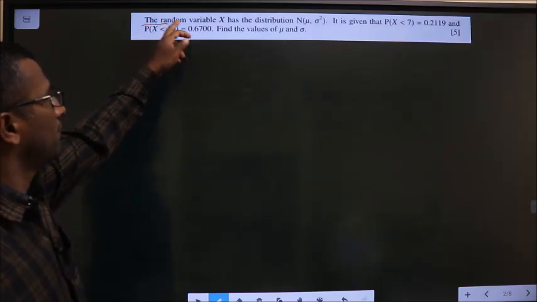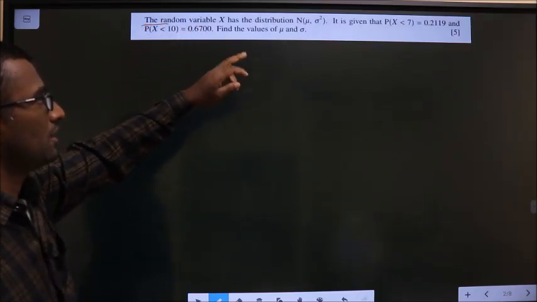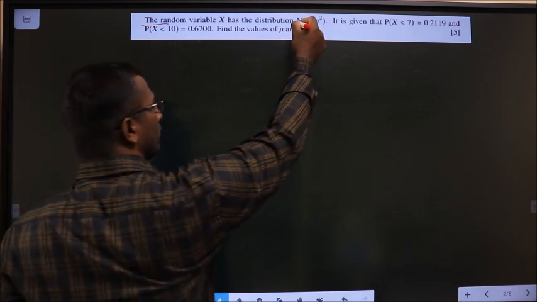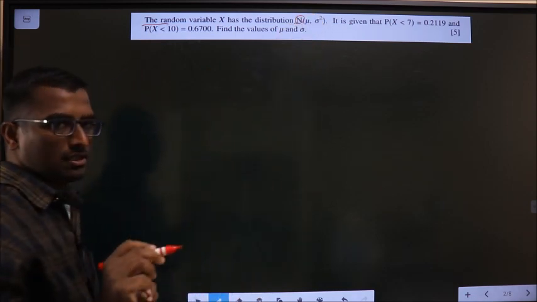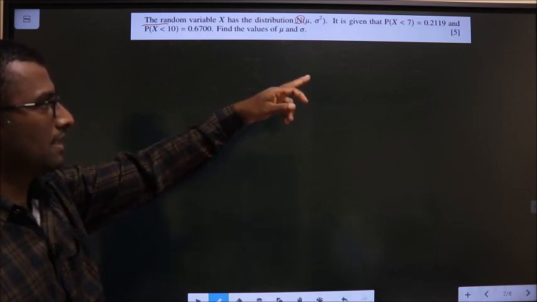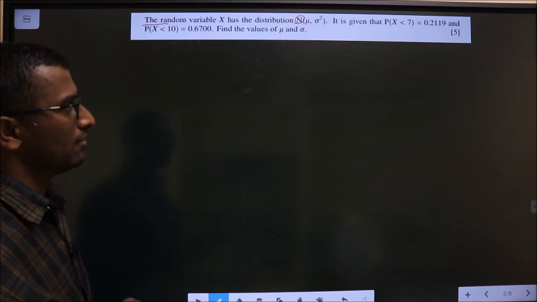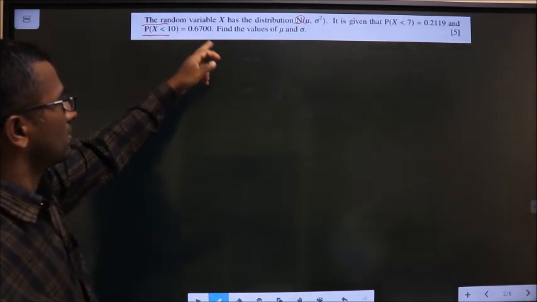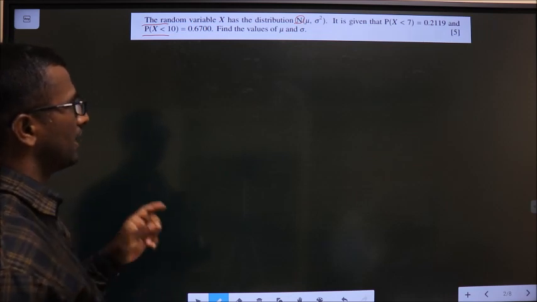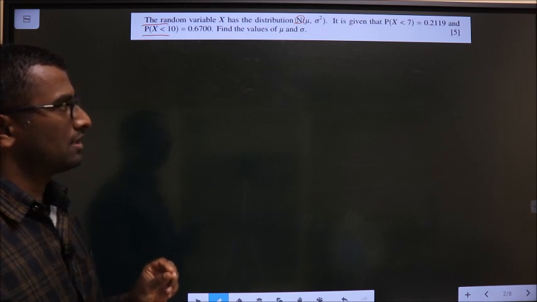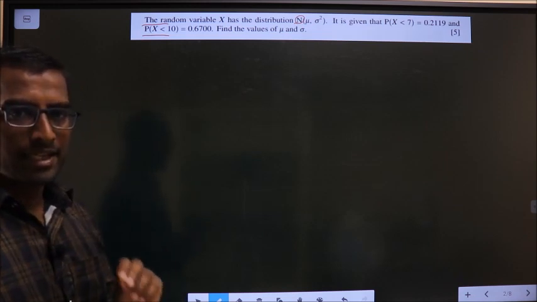The random variable x has distribution N(mean, variance). N stands for normal distribution. It is given that P(X < 7) = 0.2119 and P(X < 10) = 0.6700. Find the values of mean and standard deviation. First, let us write the given equations.